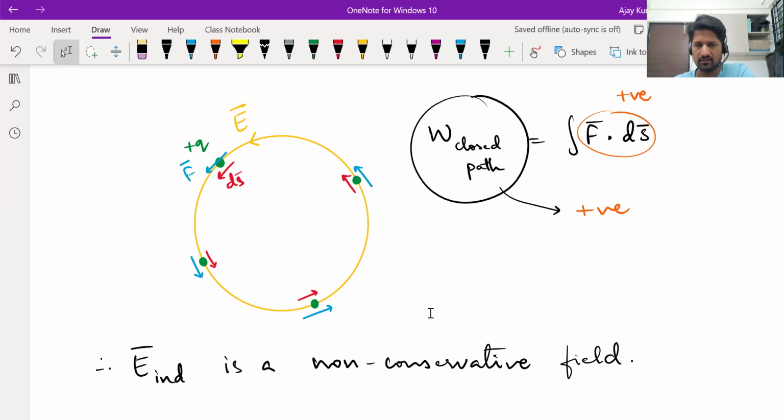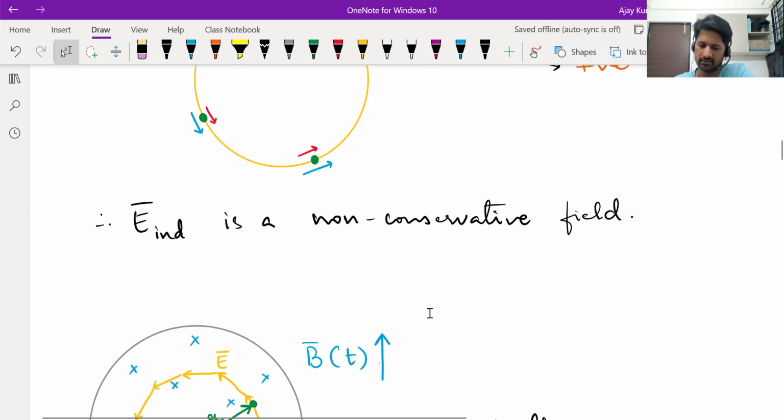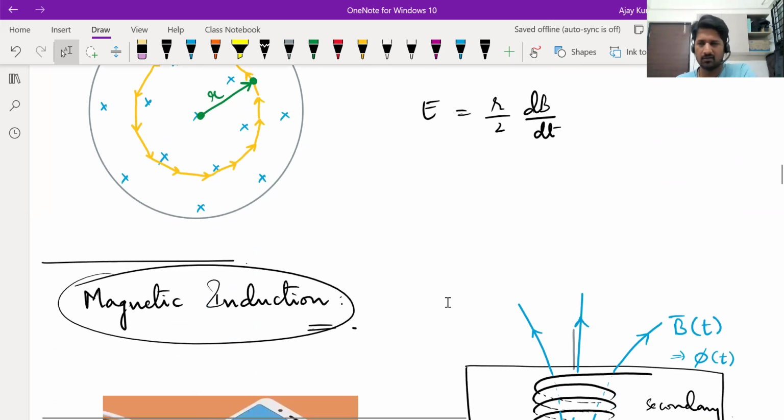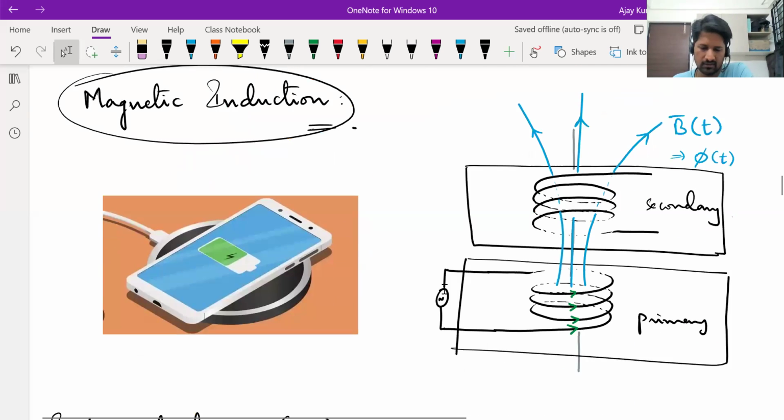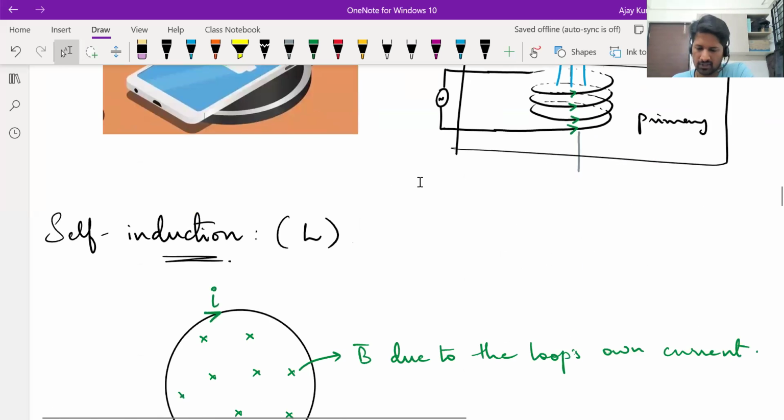But as I said, in this derivation, there is a small catch. For induced electric field, you can't define a potential energy or a potential at all because induced electric fields are non-conservative fields. They form closed loops, so they become non-conservative fields. So that is there, but most books, they don't consider that. Don't know why.